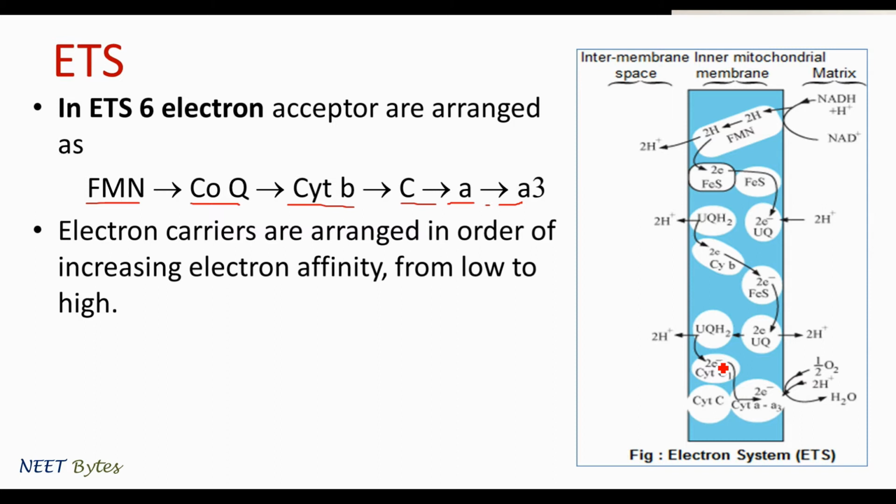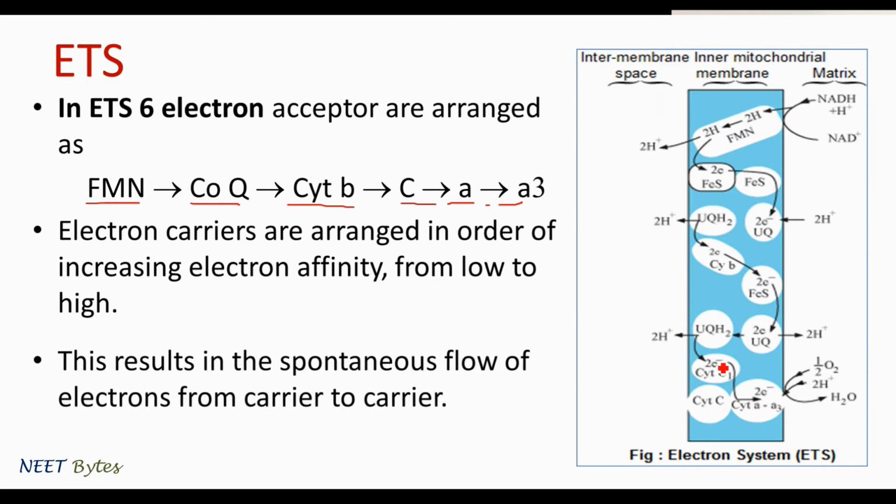Electrons are arranged according to their increasing electron affinity. So we can say that the very first complex has the least electron affinity, and the last complex, that is complex 4, has the highest electron affinity. This arrangement enables the continuous flow of electrons. So how does it happen? Let's try to understand.